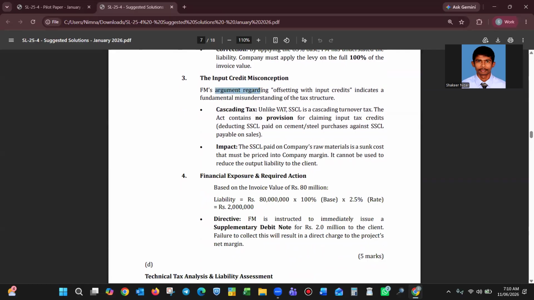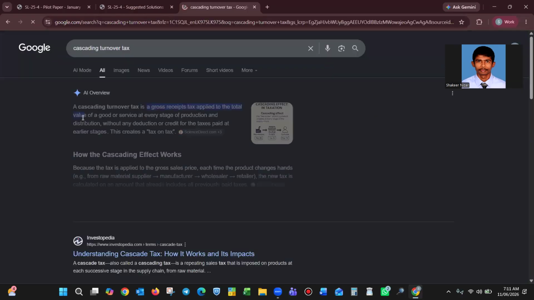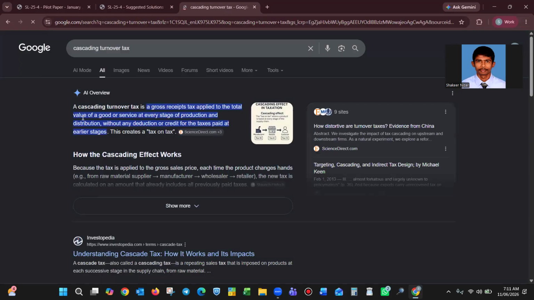The financial manager's argument about offsetting the input credit is misleading, a fundamental misunderstanding. Unlike that, SSCL is a cascading turnover tax. What is meant by cascading? A cascading tax is a gross receipts tax applied to the total value of the goods or service at every stage of production and distribution, without any deduction or credit for taxes paid earlier.